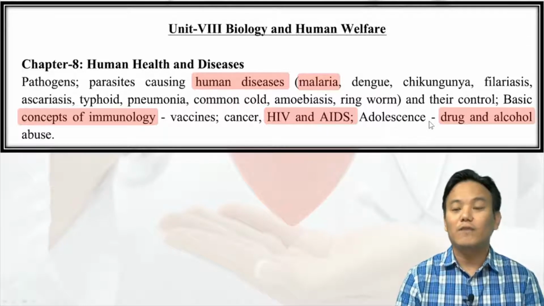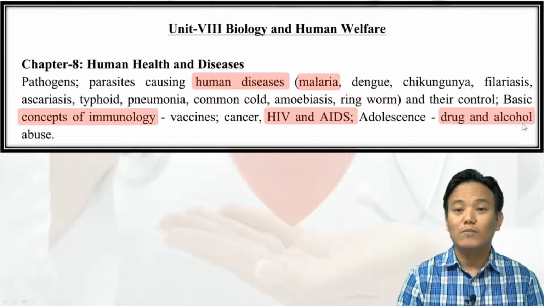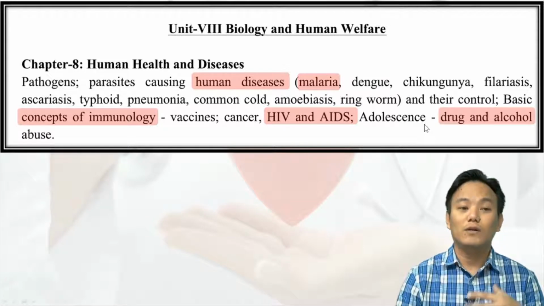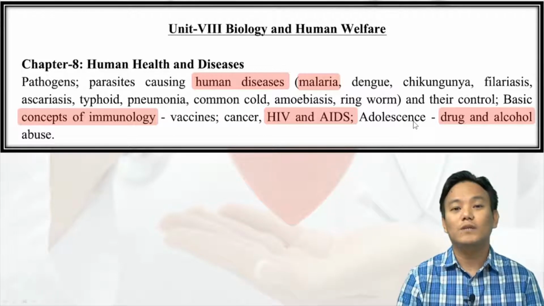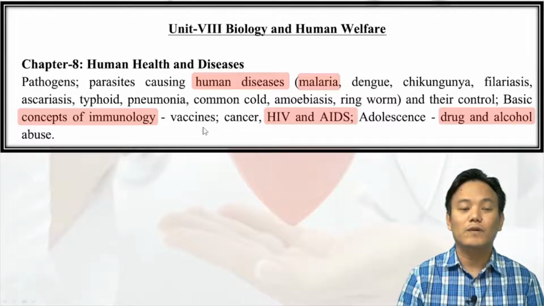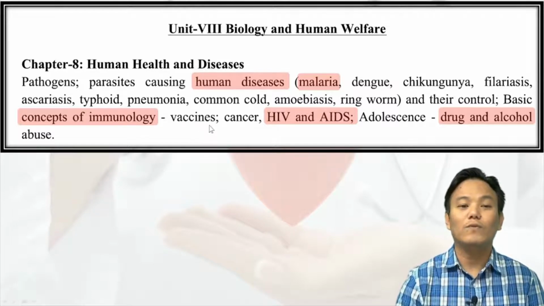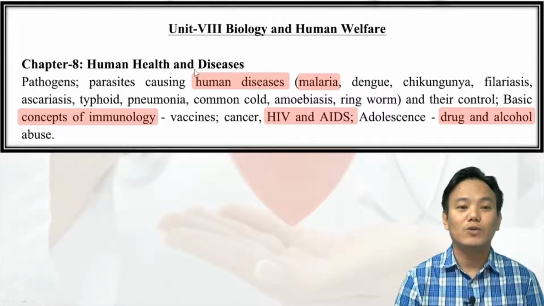And in the end part of the chapter, we will talk about drug and alcohol abuse, and we will relate that with adolescence, how children of your age are more prone to fall victim to drug and alcohol abuse. All right, so that's the overall view of our chapter, Human Health and Diseases.